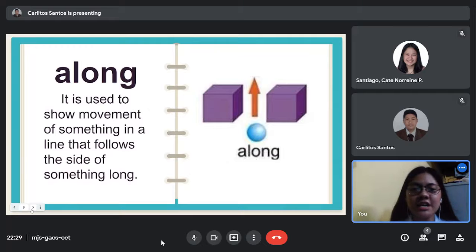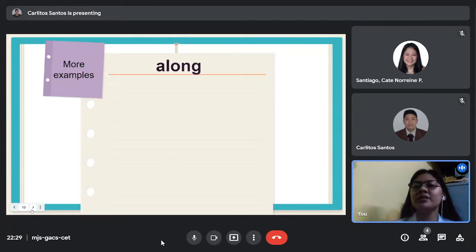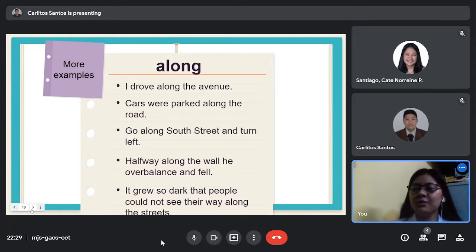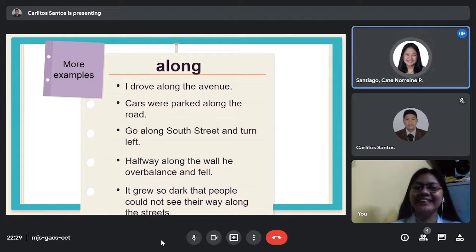Then we can see in this picture that the ball is moving along the boxes. Then let's also have different sample sentences of the word along. Will someone please read the different sample sentences? All of them, the 5 sentences. Can I, ma'am? Go ahead, Miss Kate.